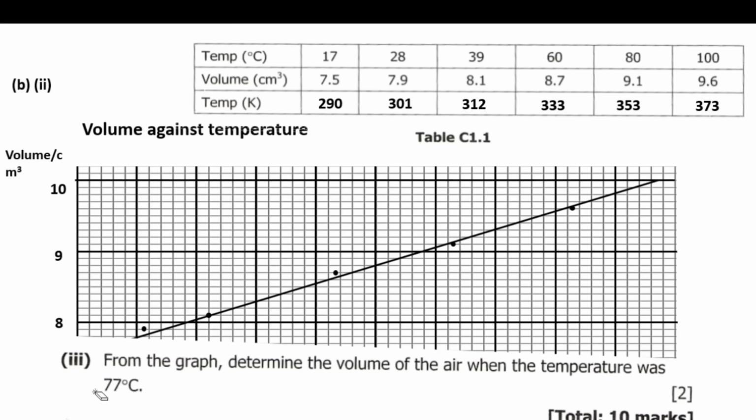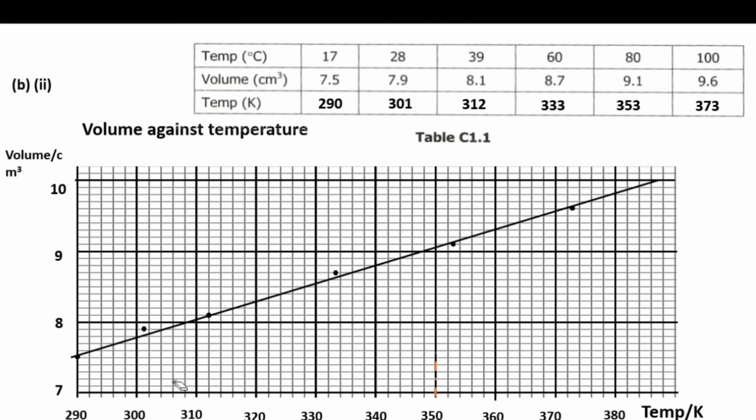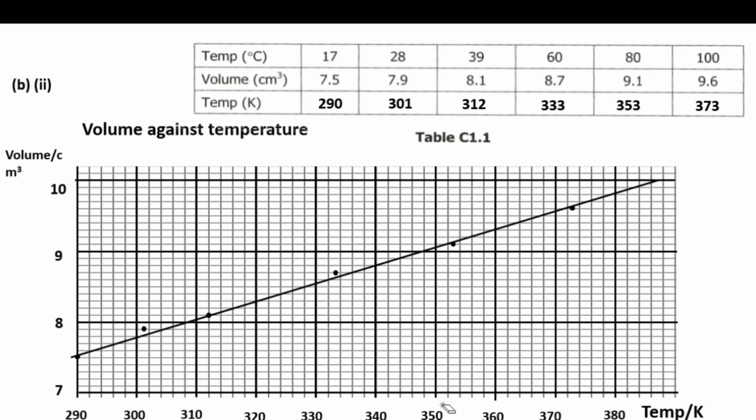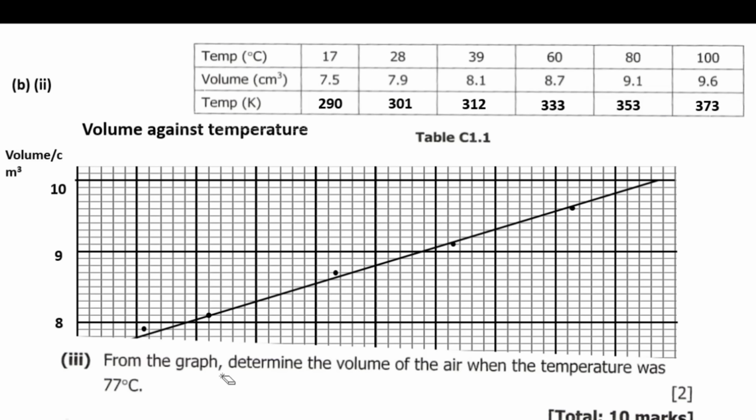77 degrees Celsius. So here, what you are going to do is to add 77 plus 273, so that you change it to Kelvin, which will give you a temperature of 350. Meaning that 77 degrees Celsius plus 273 gives 350. Now, what they want is, from the graph, determine the volume of the air when the temperature was 77. So you have converted this into Kelvin.